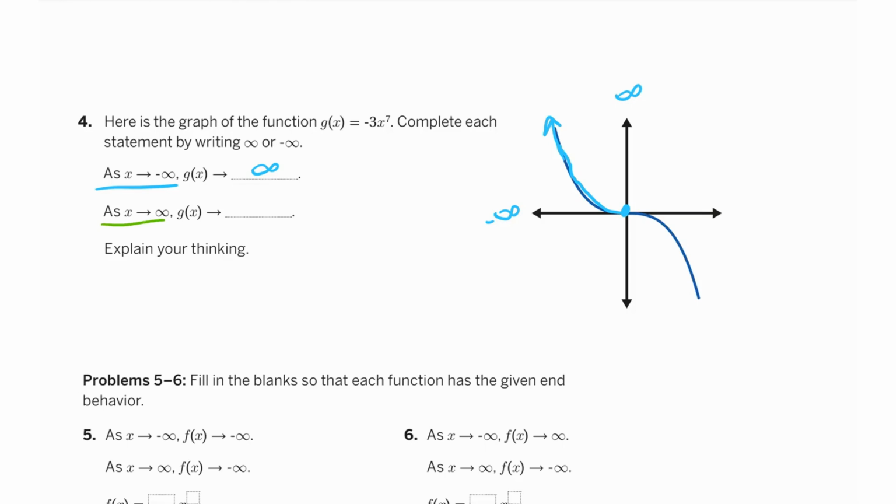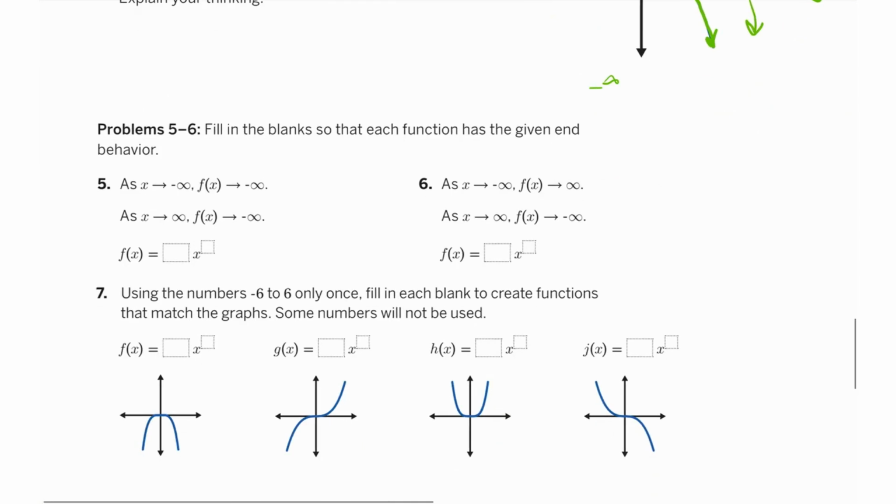As x approaches positive infinity, I'm going to the right here. I'm approaching positive infinity, and I see that my y value is going down, and it looks like it is approaching negative infinity. Again, I kind of explained it as I went here, but we can see as we go to the left, the y value is going up. As we go to the right, the y value is going down.